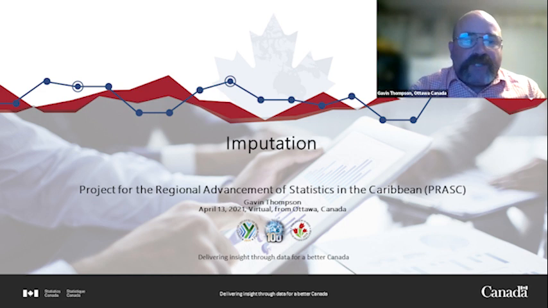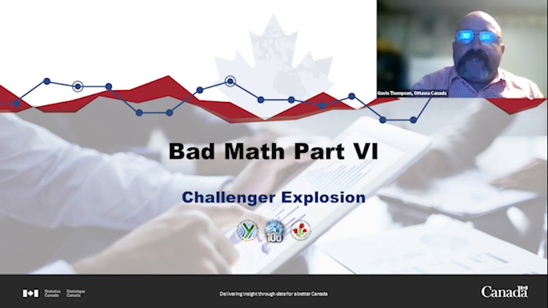Today I'm going to talk about imputation. So imputation is incredibly powerful, and it's very important. Like I've done in previous weeks, though, I'm going to start with examples of bad math. So yeah, I'm going to talk about the Challenger explosion.